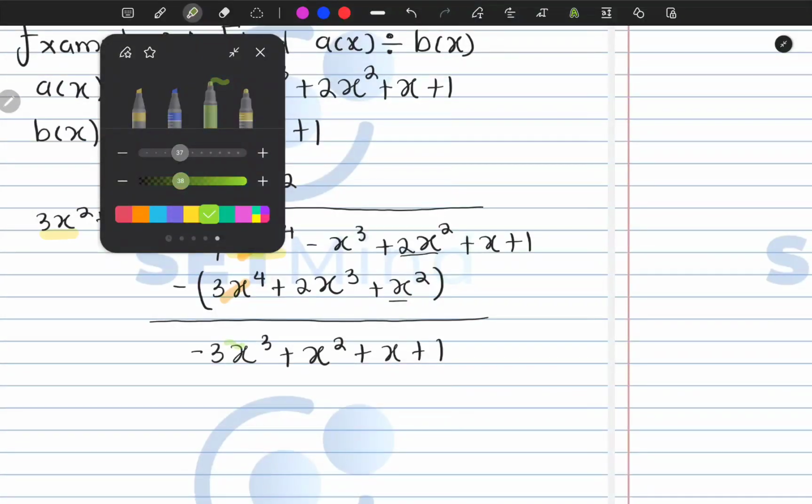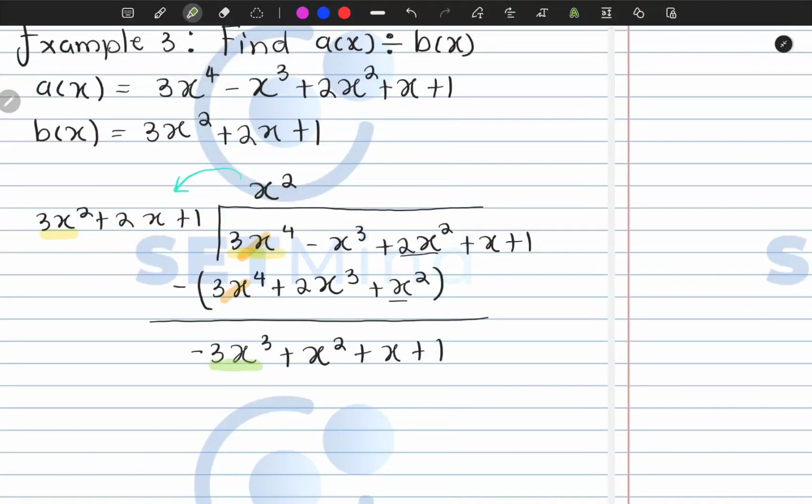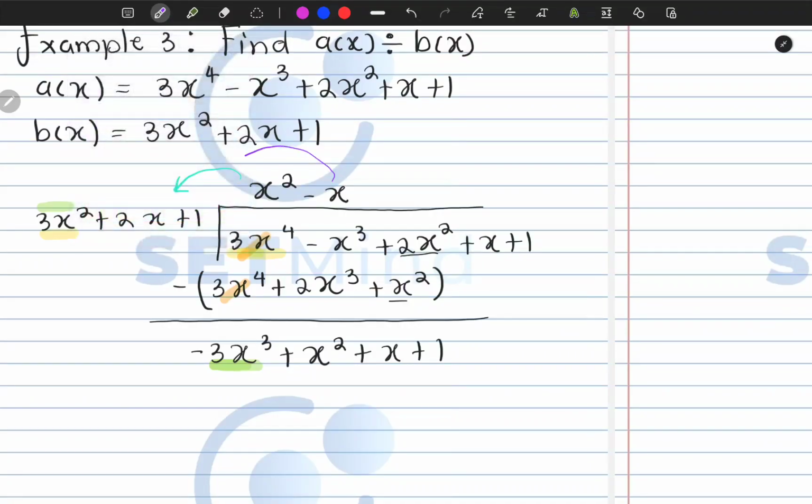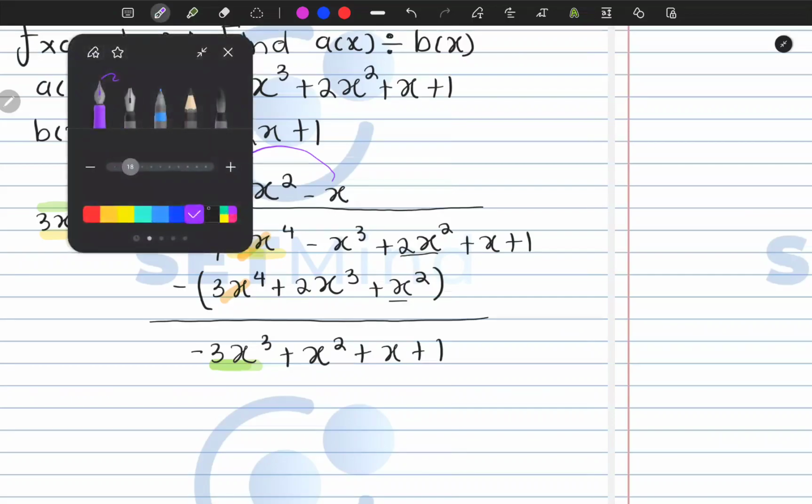Then we go again and do exactly the same thing. This is the highest power, or the term that has the highest power. So we take 3x cubed, we go and divide by it there. So negative 3x cubed divided by 3x squared, you will get negative x. Then you take the negative x now, we multiply by it all there.